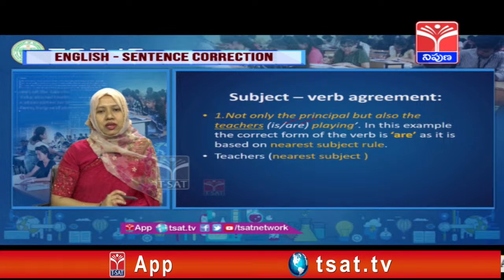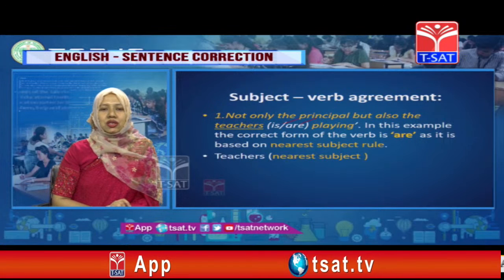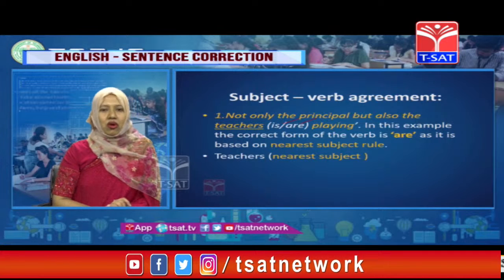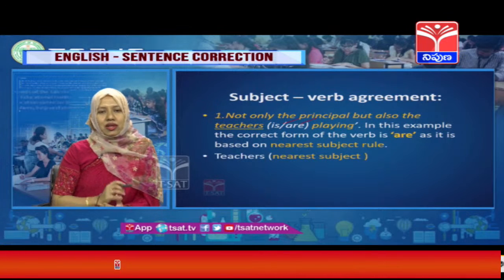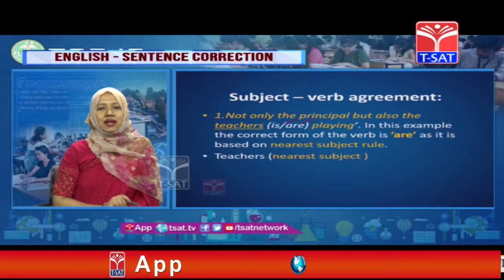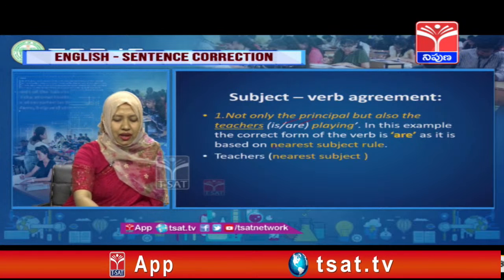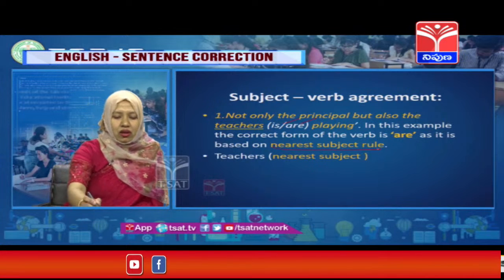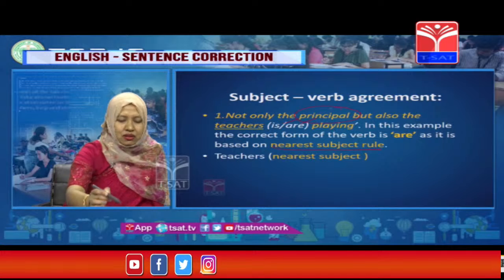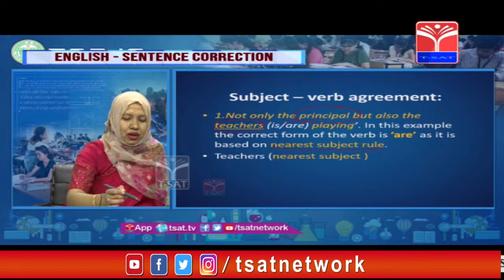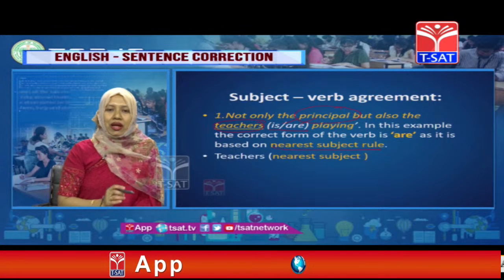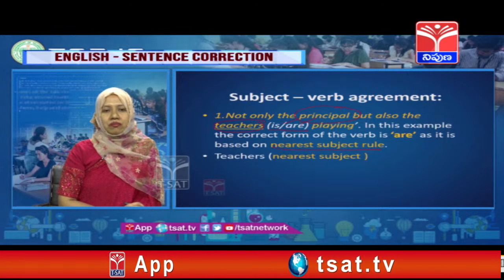Not only the principal but also the teachers ___ playing. How will you fill the blank? Using which verb? Singular verb or plural verb? Now in this example, let us take the nearest subject rule. If we take the nearest subject rule, in this sentence there are 2 subjects, principal and teachers, and after teachers there is a dash. You have to fill the blank with the verb, helping verb.